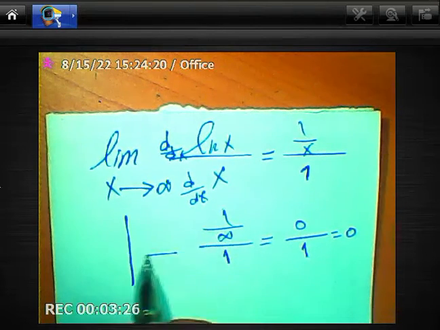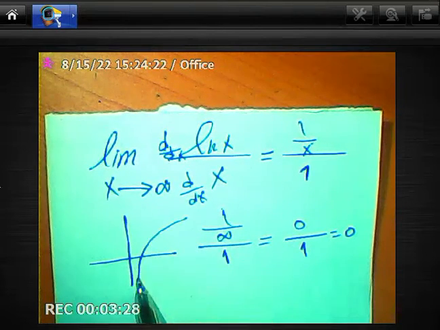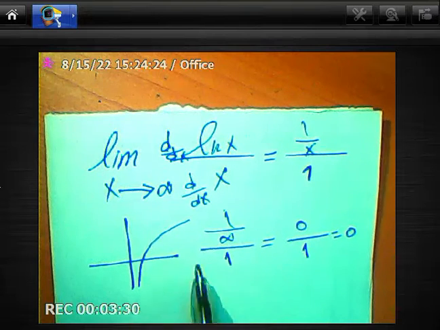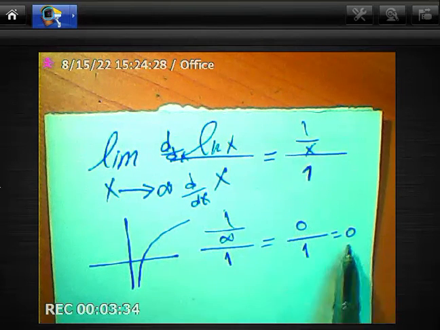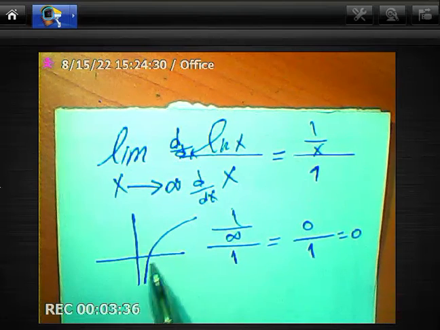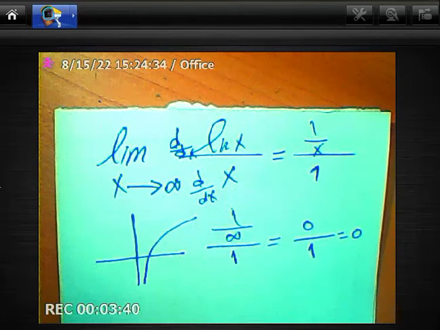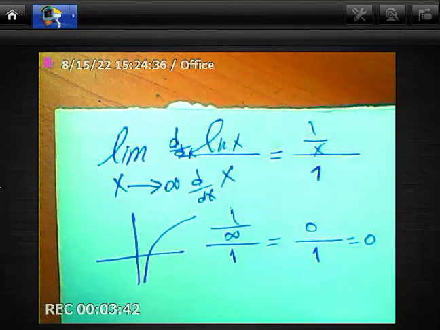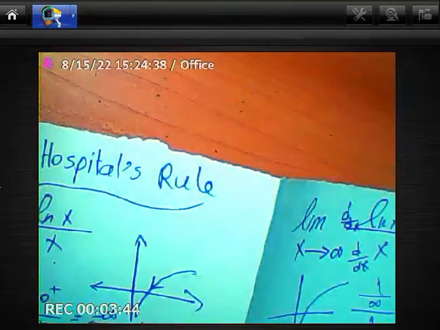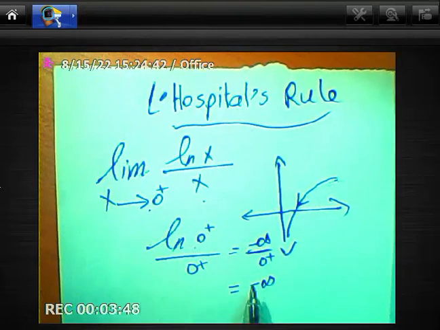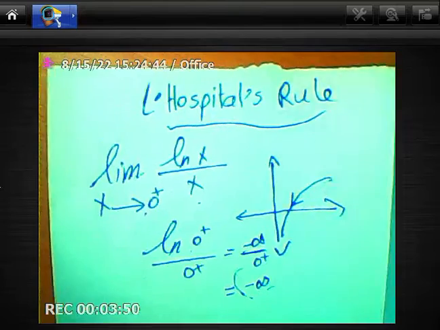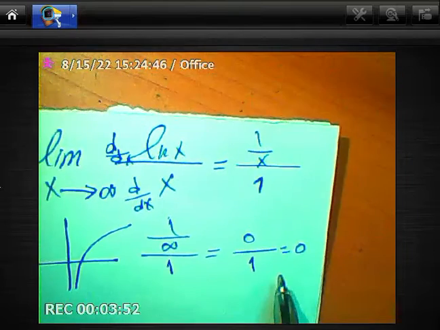Okay, so we have this function when x approaches infinity: 1 over infinity equals 0, 0 over 1 equals 0, and for the curve of ln of x, the limit will be 0. Then the limit as x approaches 0 positive is negative infinity, but when x approaches infinity, the result equals 0.